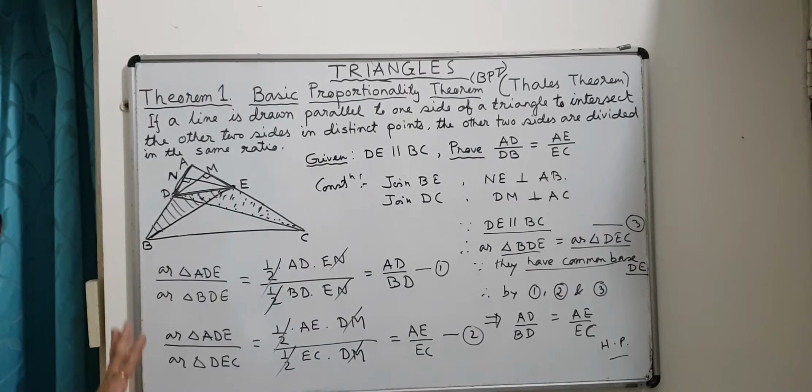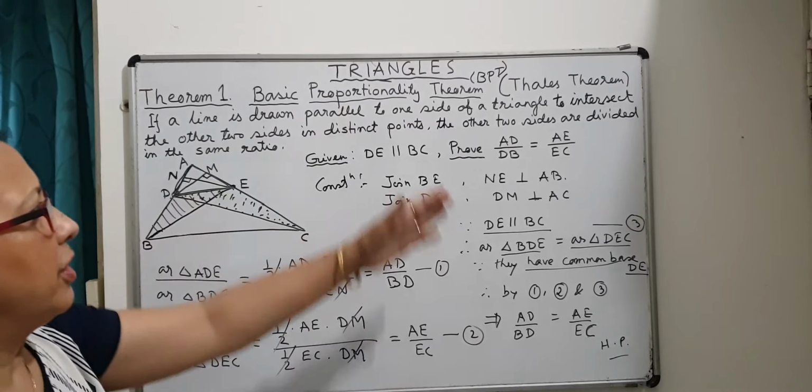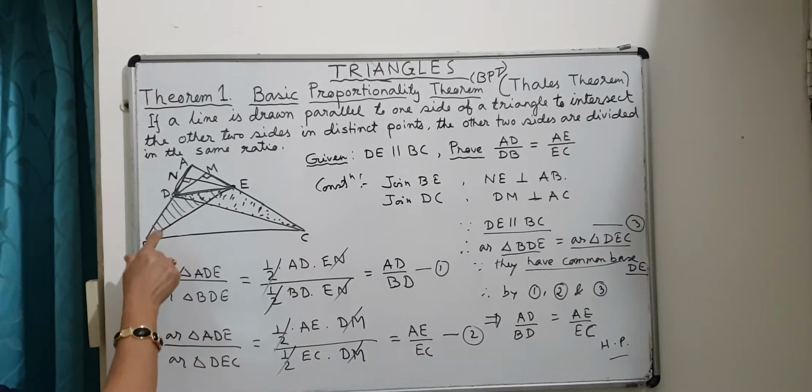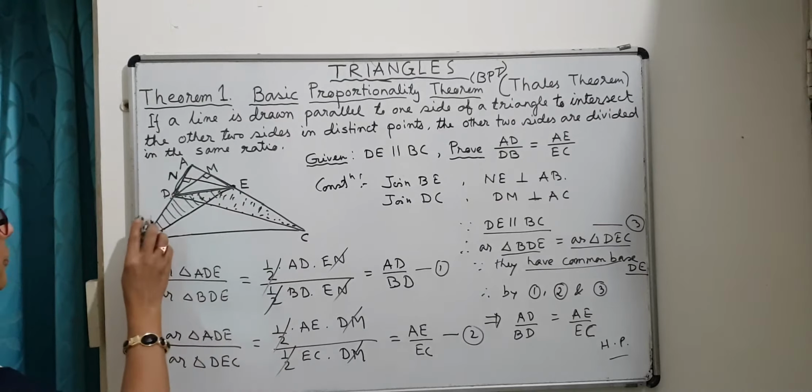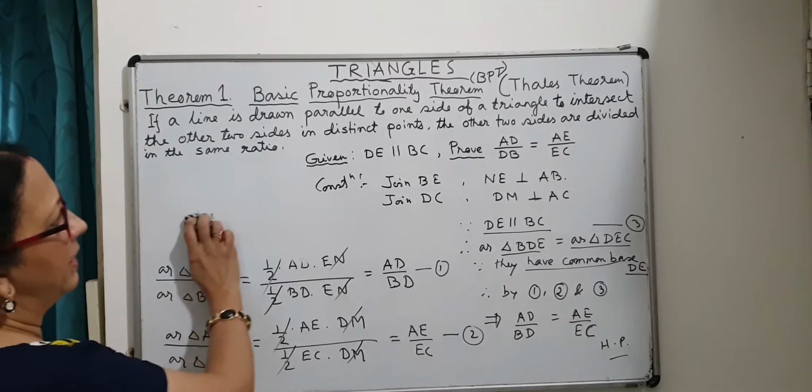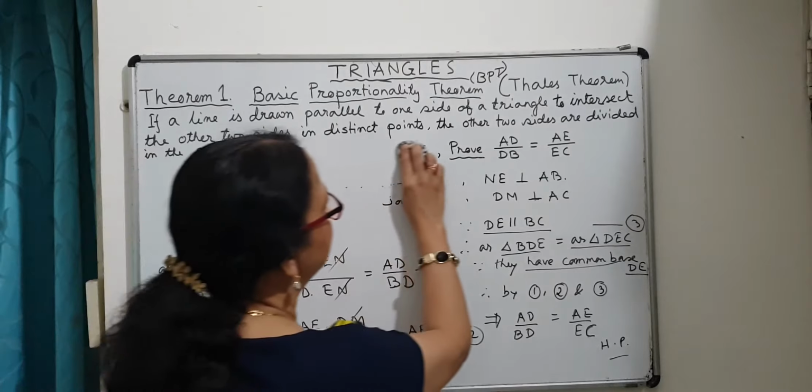Okay, now you see, in this theorem, in this case I have drawn a line DE parallel to BC. So what will be the thing if I draw a line parallel to it? Let me erase this.